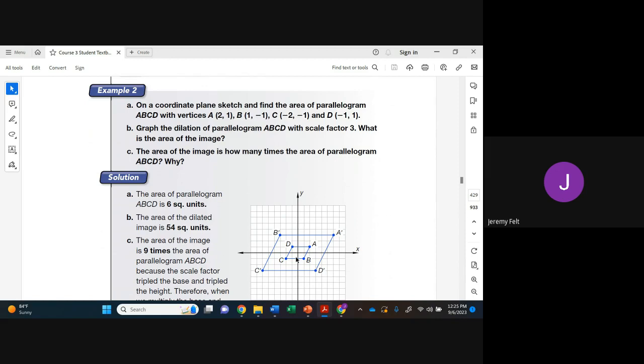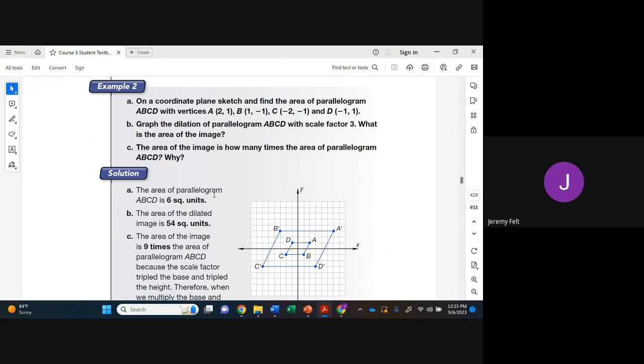Now we've dilated it by 3. So we go over 1, 2, 3, 4, 5, 6, 7, 8, 9, which makes sense. 3 times 3 is 9. And then we're up 1, 2, 3, 4, 5, 6. 2 times 3 is 6. So now we have 9 times 6, which is 54 square units. And then the area of the image is how many times the area of the parallelogram. So 54 divided by 6, that gives us 9. So if we dilate it by a scale factor of 3, since it's area and it's scale factor squared, which would be 9 times bigger, not 3 times bigger.